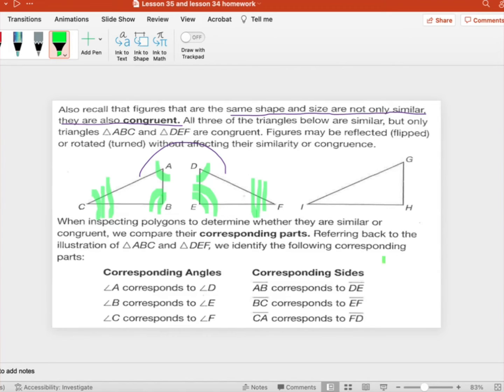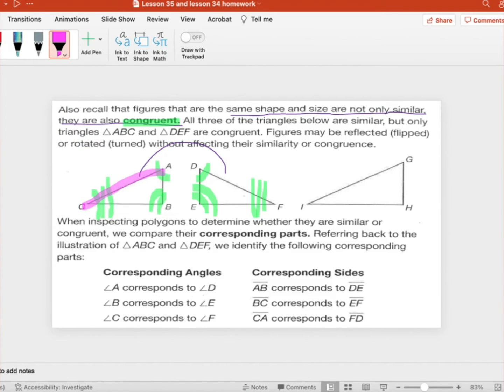Okay, and corresponding sides. Now, corresponding sides, when they are congruent, means those sides would be the same size, length. But if we're talking about similarity, corresponding sides would mean that the sides were proportional. Okay, so we have AB corresponds to DE. So let's get a different color here.